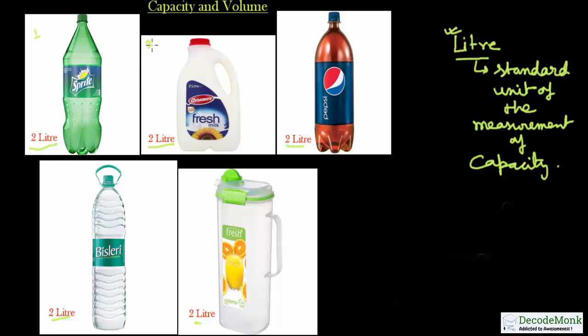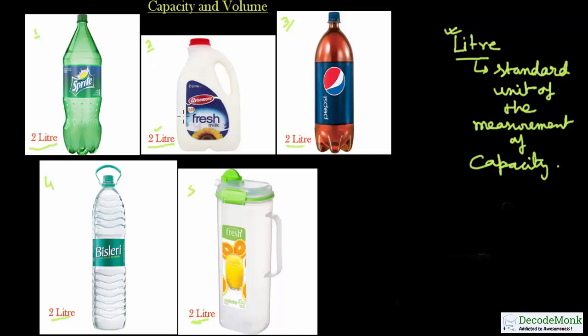The second picture shows you a milk bottle or a milk can, and that is also of capacity 2 liter. Third picture shows Pepsi bottle, which is also of 2 liter capacity, where liter is the unit by which you measure capacity. How we measure, that we'll discuss further into the video. This fourth, you see 2 liter Bisleri bottle, and the fifth picture is showing you a fruit juice jug of 2 liter. You can see that all these bottles are of different shapes.